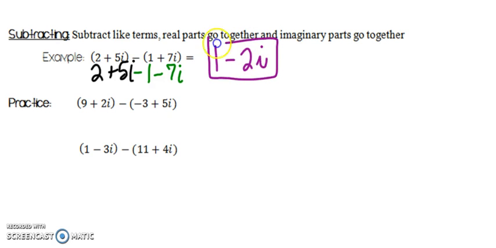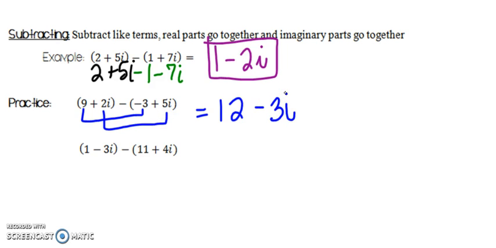Okay, some people just go piece by piece, and on this next one, they would say 9 minus -3. 9 minus -3 would be 9 plus 3, and then they would do 2i minus 5i, and that would give them -3i. Okay, so you have to choose. Do you want to distribute your negative, or do you just want to treat each part individually? Okay, hit pause and do the next one, and then check your answer. So your answer to this one should be -10 minus 7i.